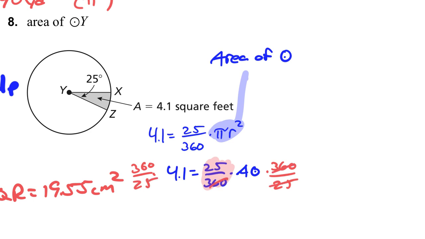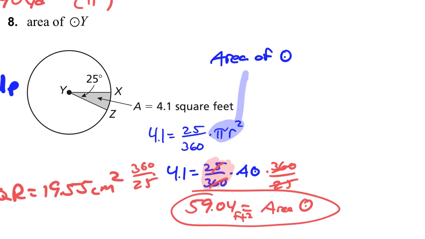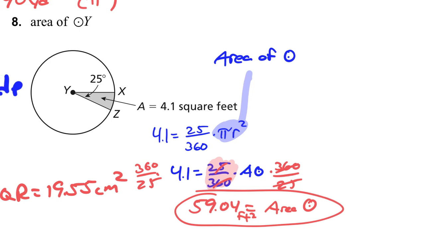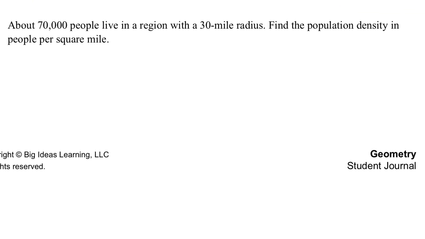So these cancel. I take 360 over 25 times 4.1, and I get 59.04 equals the area of my circle. And I didn't have to worry about the pi r squared. And that is going to be feet squared here. Now, I could have solved for my radius and then plugged it back into pi r squared. You could do that, but that was more of the simpler, shorter version of that problem.